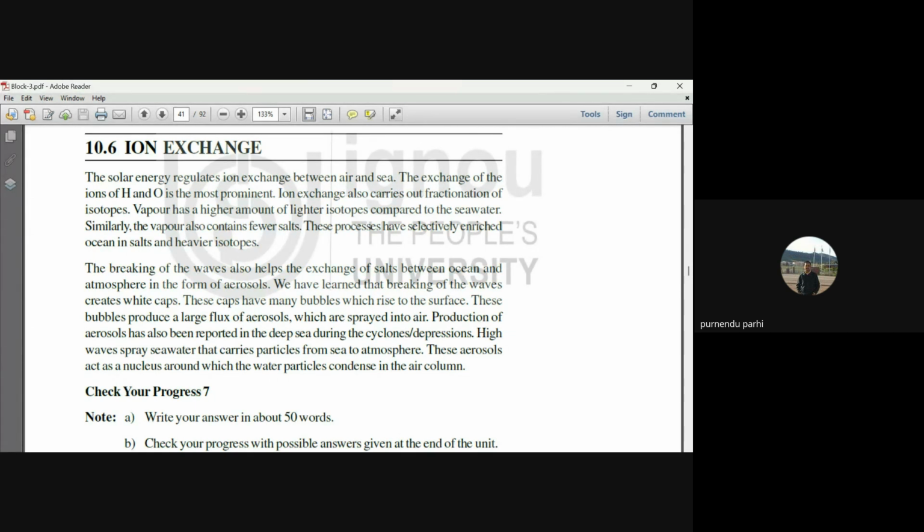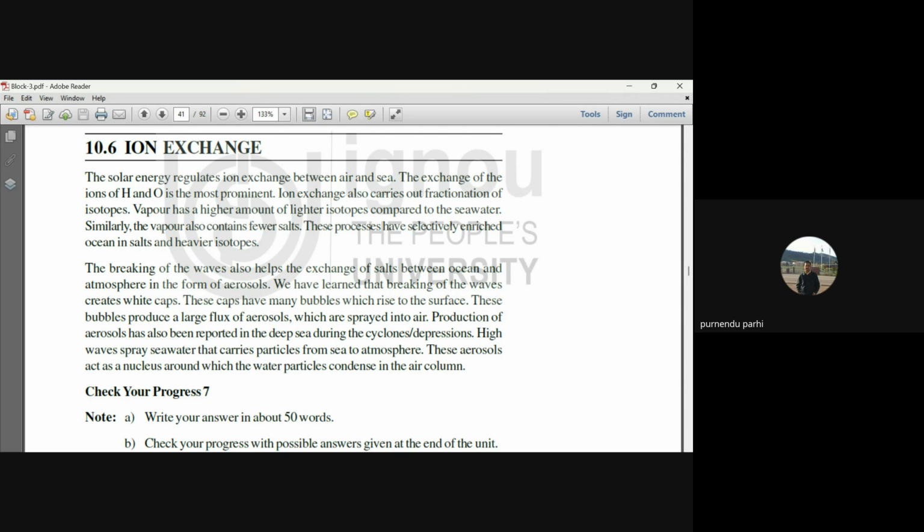The breaking of the wave also helps the exchange of salt between the ocean and the atmosphere in the form of aerosol. We have learned that breaking of the wave creates whitecaps. These caps have many bubbles which rise to the surface. These bubbles produce a large flux of aerosols which are sprayed into the air.